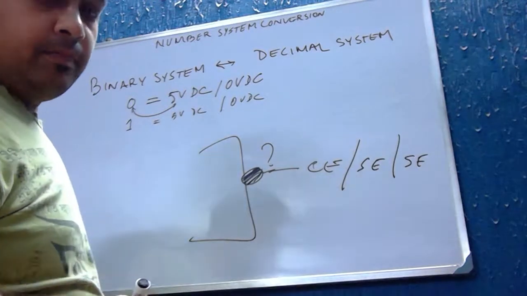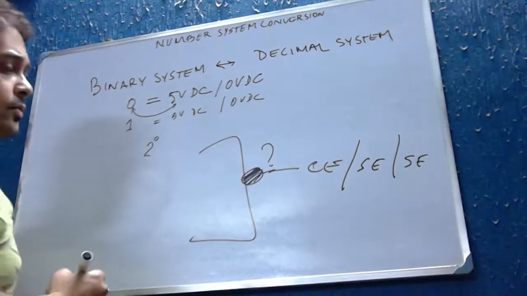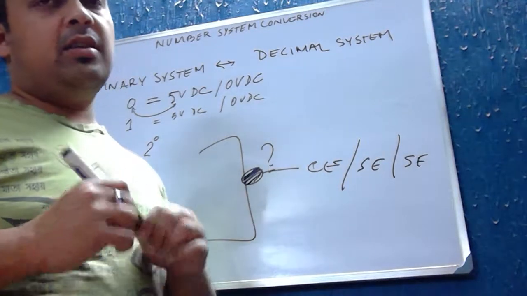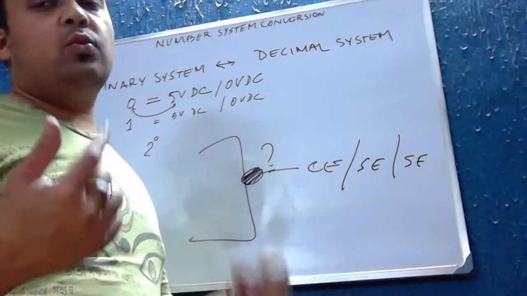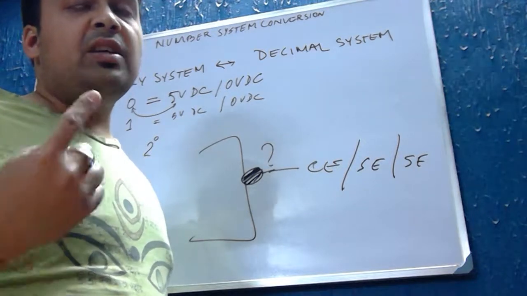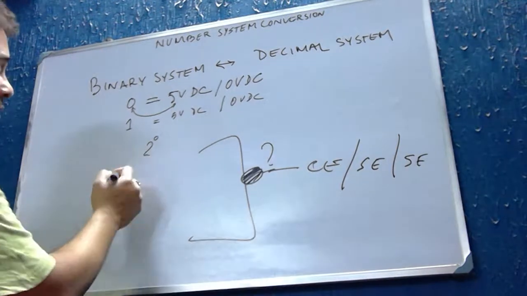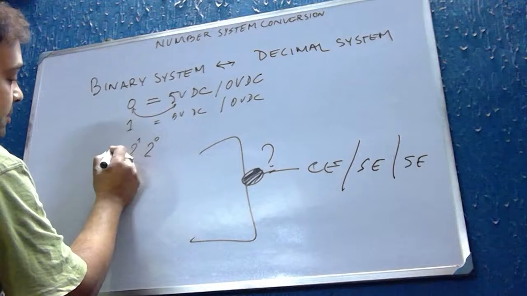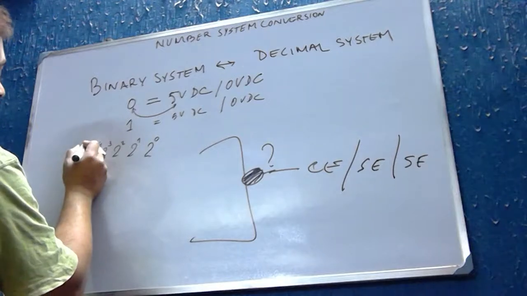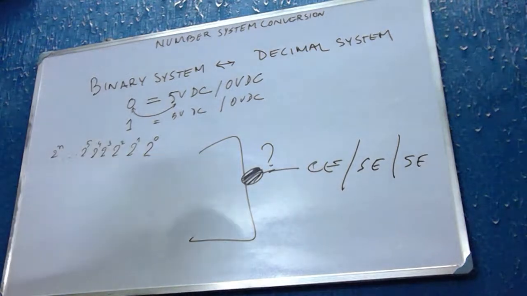In the binary system, the first position is 2 to the power 0. Why is it 2 to the power 0? Because any number system that starts with a power of 0, that is 1, that is unit. It's a unary position. So the starting level would be 2 to the power 0, then 2 to the power of 1, 2 to the power of 2, 2 to the power of 3, 2 to the power of 4, 2 to the power of 5, and it can go on to 2 to the power of n. I hope you can see it.